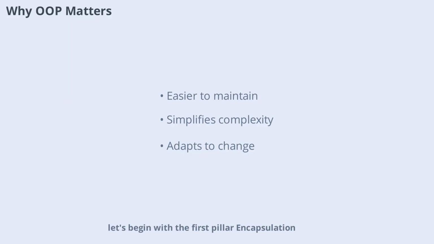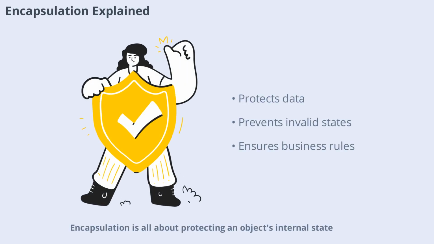Now, let's begin with the first pillar, encapsulation. Encapsulation is all about protecting an object's internal state by controlling how its data is accessed and modified. Think of it as a protective barrier. Only specific methods can change or retrieve the data, preventing accidental or unauthorized changes. For example, a bank account class doesn't let anyone directly alter its balance. Instead, it provides methods like deposit and withdraw, ensuring that all business rules are consistently followed. This not only prevents invalid states, but also makes your code more reliable and secure.